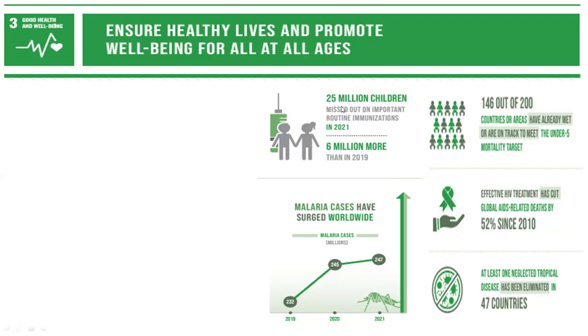We have seen 25 million children miss out on important routine immunizations in 2021, 6 million more than in 2019. And 146 out of 200 countries or areas have already met or are on track to meet the under-5 mortality target. Malaria cases have been increasing worldwide, and effective HIV treatment is a good sign, with a 52% reduction since 2010, and at least one neglected tropical disease has been eliminated in 47 countries. That's exactly the thing.